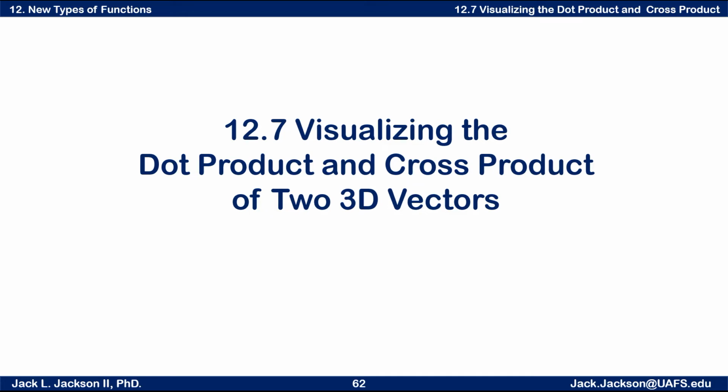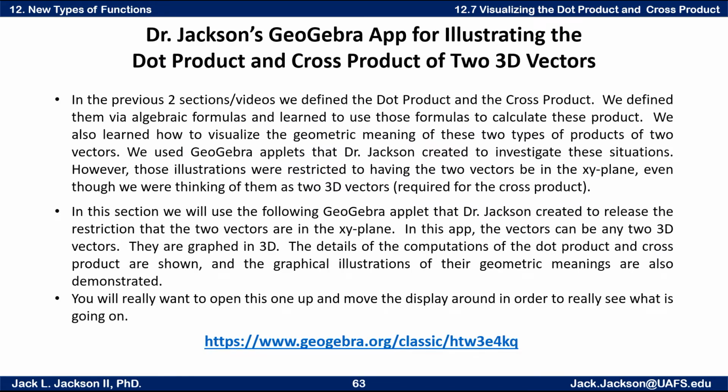In this video, we're going to be using a GeoGebra applet to visualize the dot product and cross product of two 3D vectors. In the previous two sections or videos, we defined the dot product and cross product. We defined them via algebraic formulas and learned how to use those formulas to calculate these products. We also learned how to visualize the geometric meaning of these two types of products of two vectors. And we used GeoGebra applets that I created to investigate these situations.